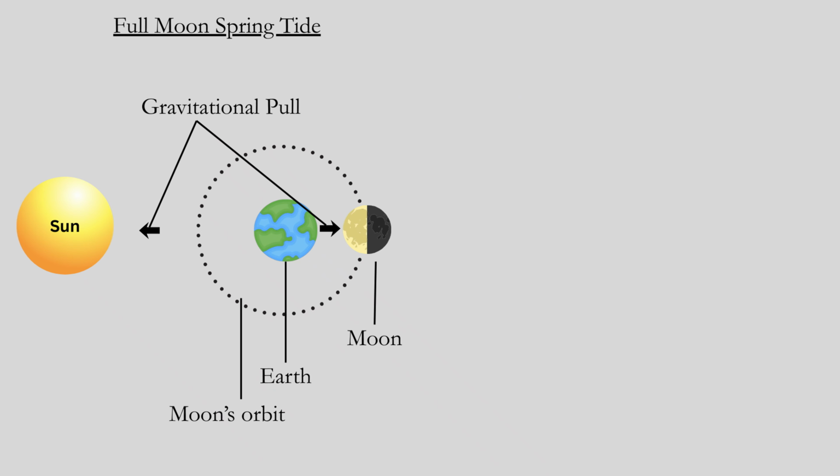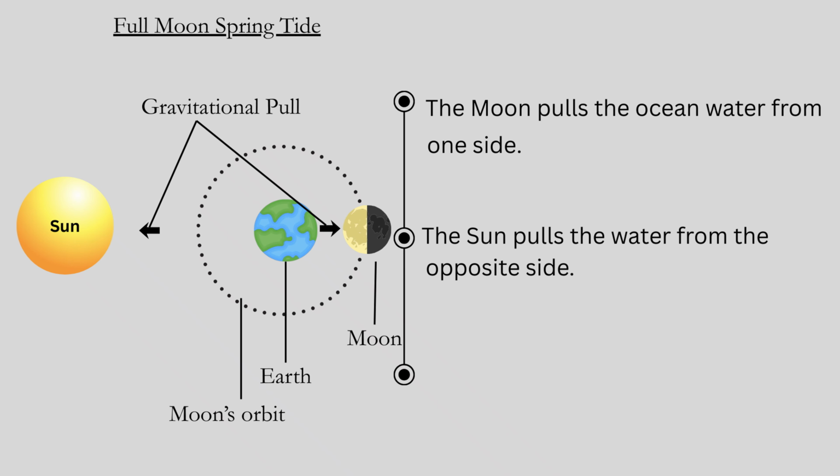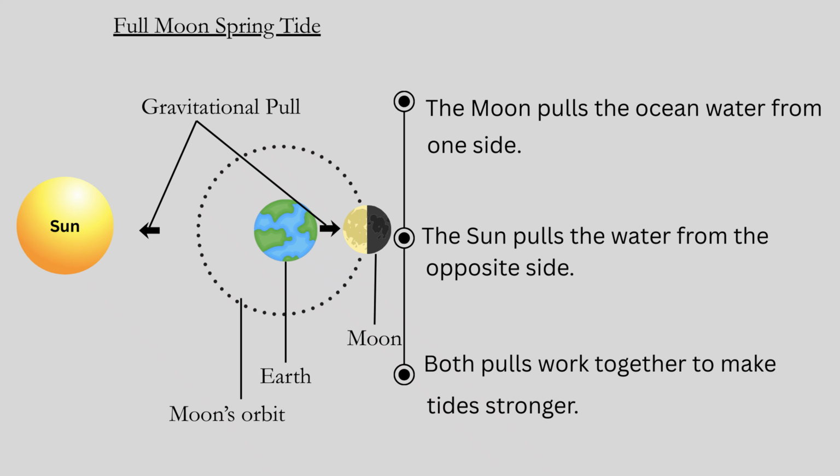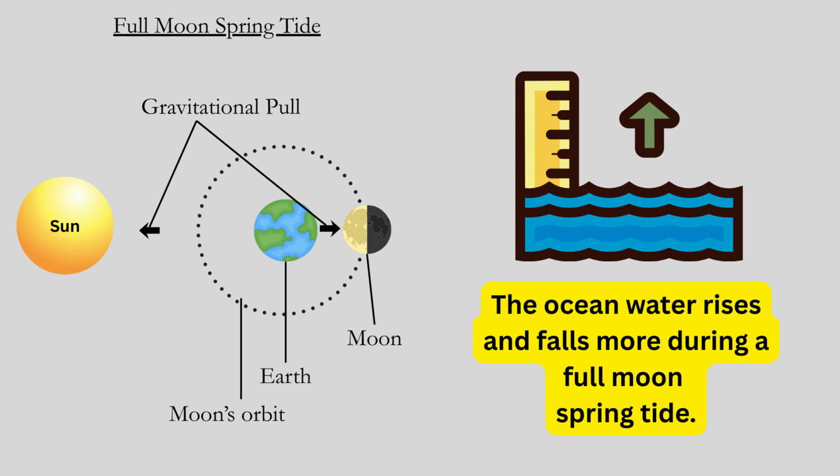Now, look at this image. Full moon spring tide happens when the earth is between the moon and the sun, all in a straight line. The moon pulls the ocean water from one side, the sun pulls the water from the opposite side. Both pulls work together to make tides stronger. Imagine two people pulling a rope from opposite ends. The rope becomes very tight. In the same way, the ocean water rises and falls more during a full moon spring tide.